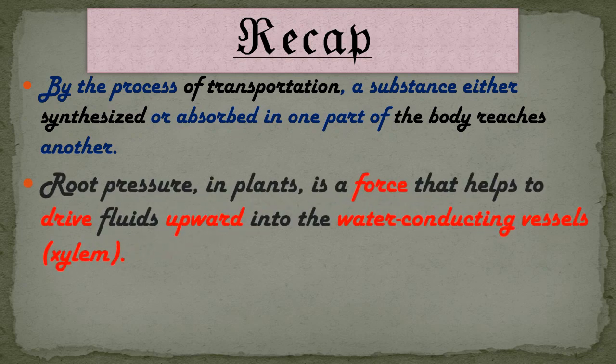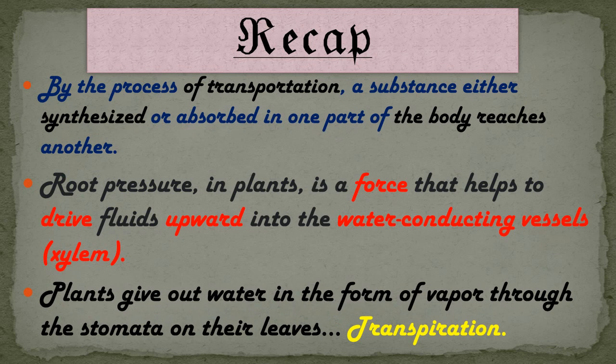And root pressure. So what is root pressure? Root pressure in plants is a force that helps to drive fluids upward into the water-conducting vessel, that is xylem. So basically this root pressure helps to push the water and minerals from roots to the top of the plant.